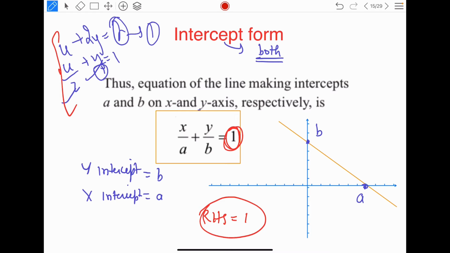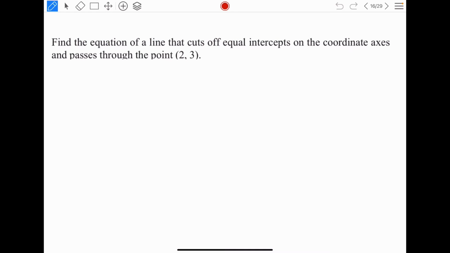The RHS of the intercept form has to be 1. So x by a plus y by b is 1. If anything else or a constant is given, divide it by that constant and make the RHS of your equation as 1. Okay, find the equation of line that cuts off equal intercepts on the coordinate axis and passes through the point 2 and 3.